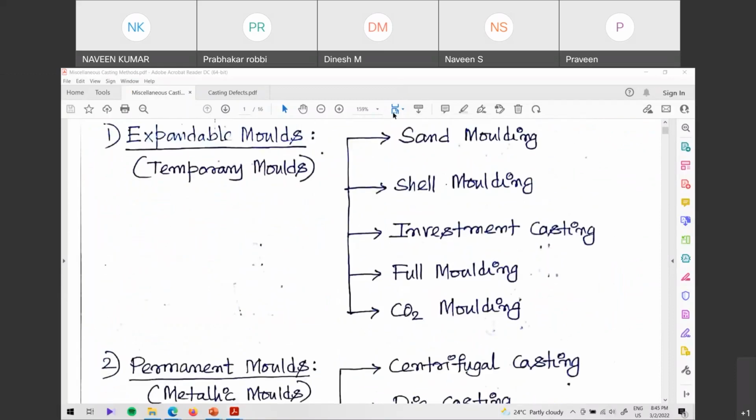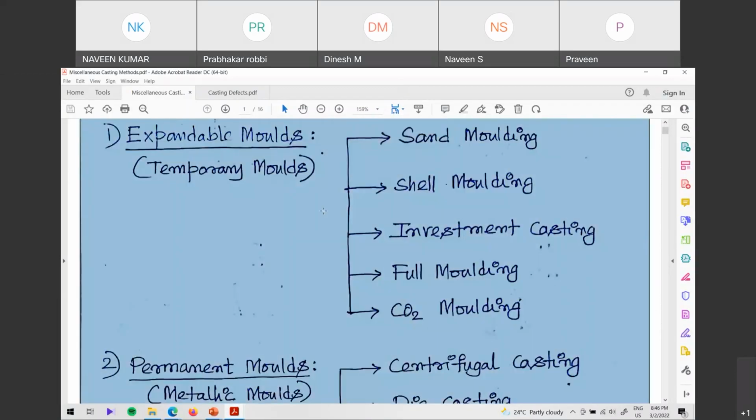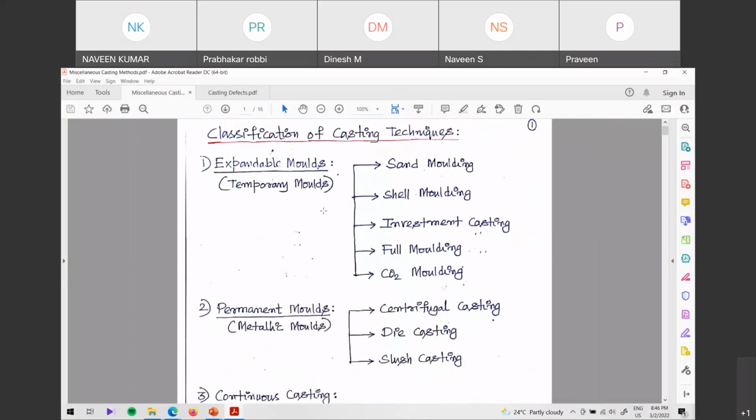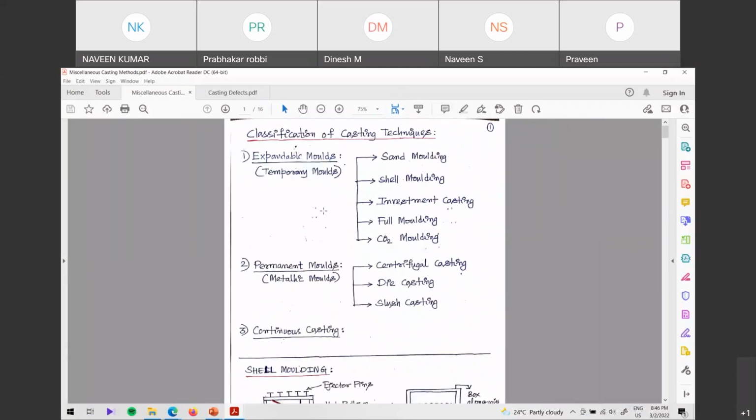Let me zoom out a little bit. So these are handwritten notes. I don't have slides for this. Hope it is visible to you guys. Is it okay? All the wordings and all, is it visible? Okay, fine. So let's continue.